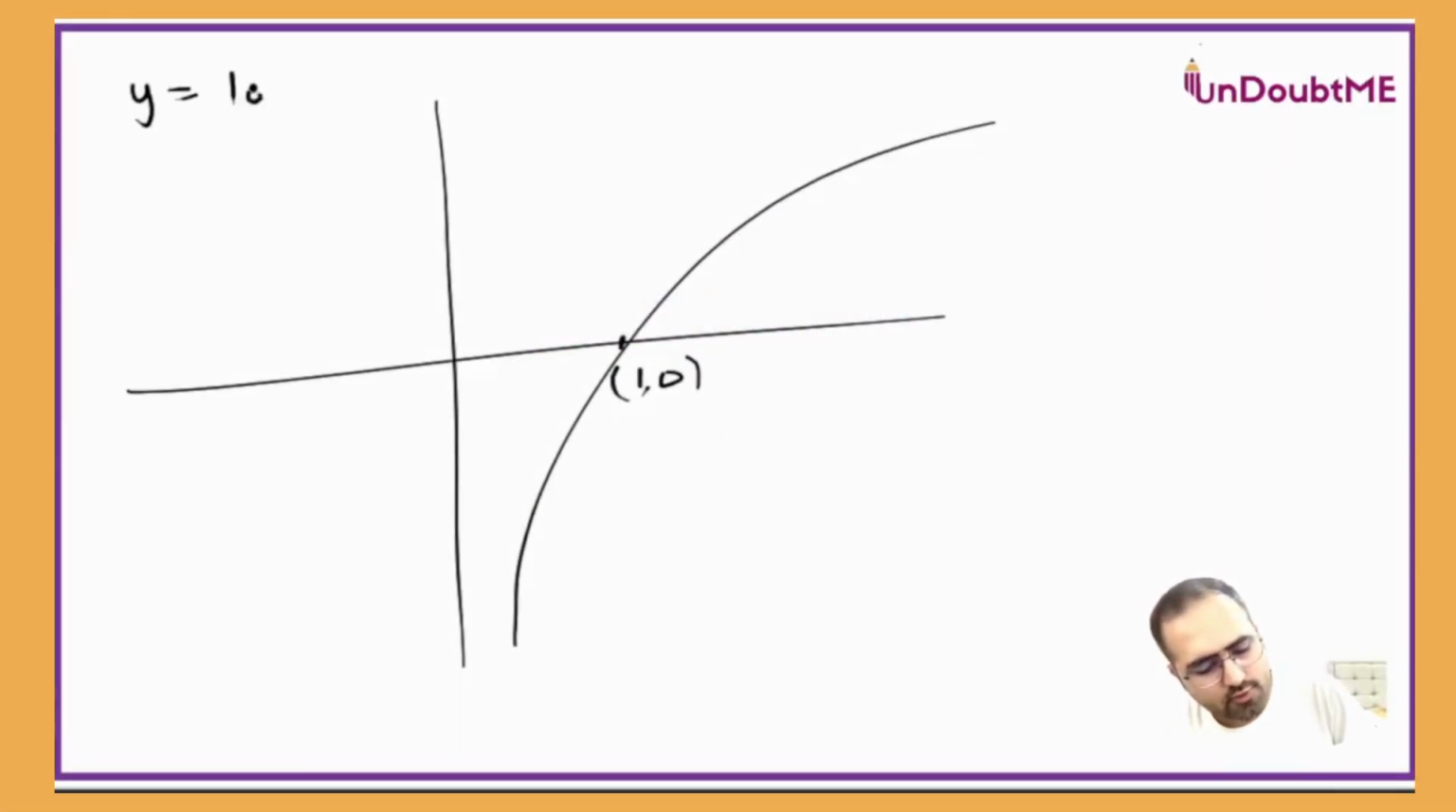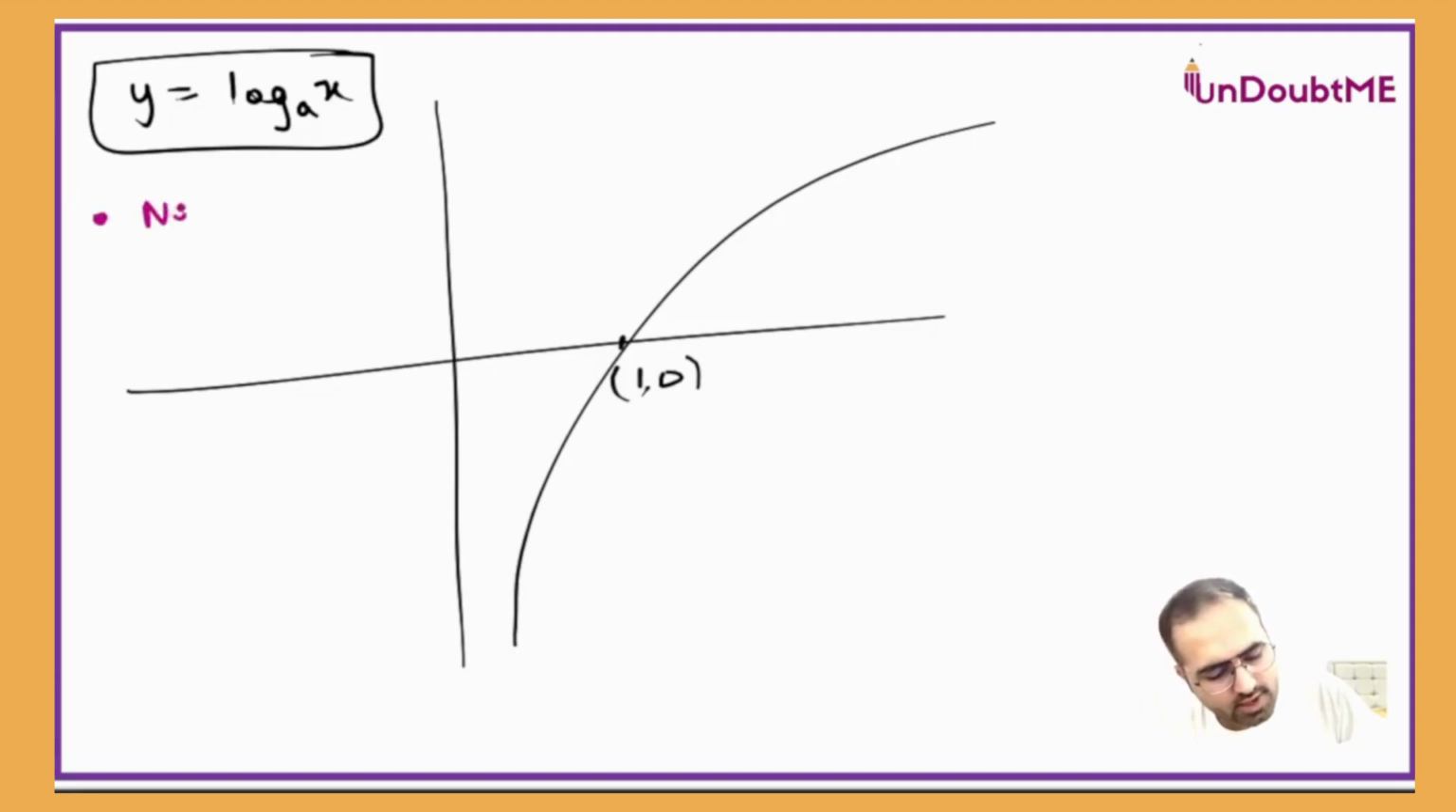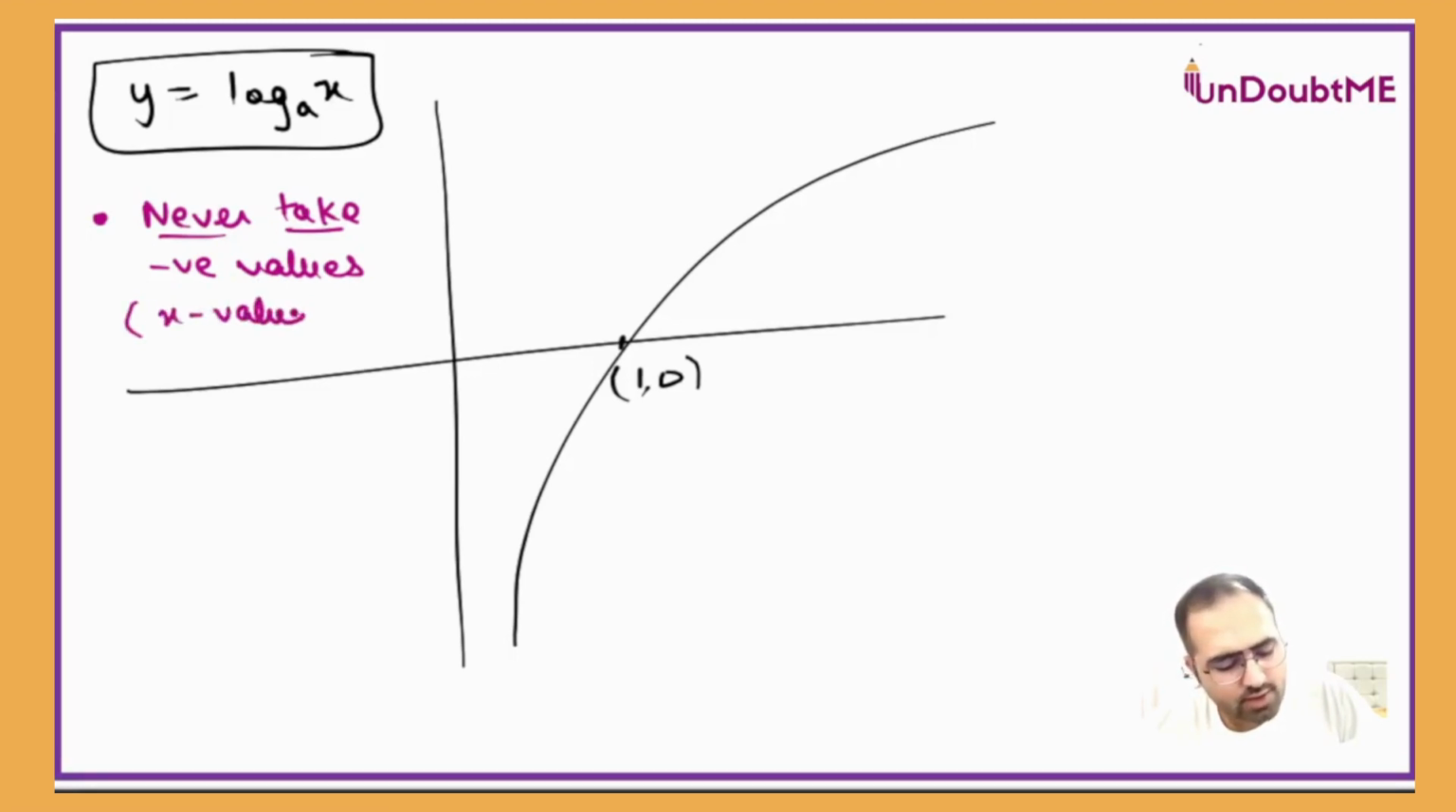For a graph of y is equal to log x to the base a, first point is it can never take negative values. When I'm saying it can never take negative values, it means I'm talking about input. Okay, so x values. X values can never be negative, and it is clearly evident from the graph also. In the graph, you can see that this portion is just on the right hand side, there is nothing on the x.